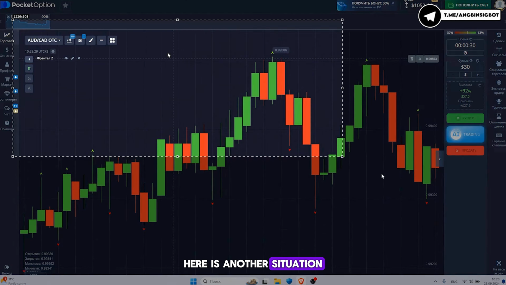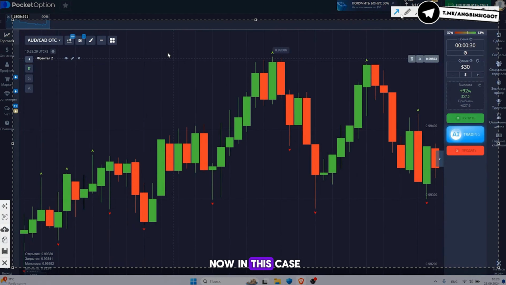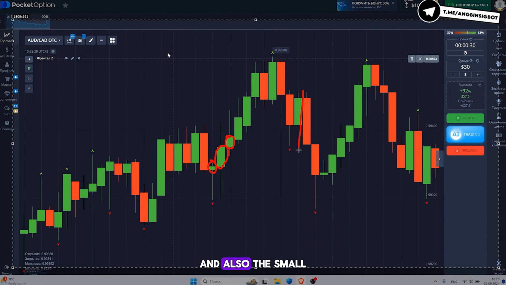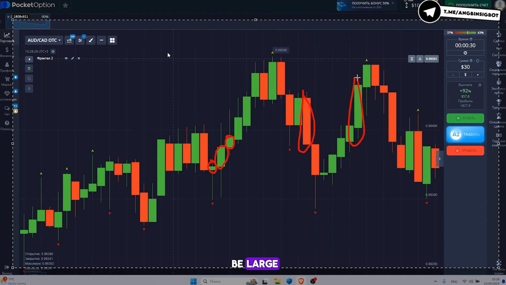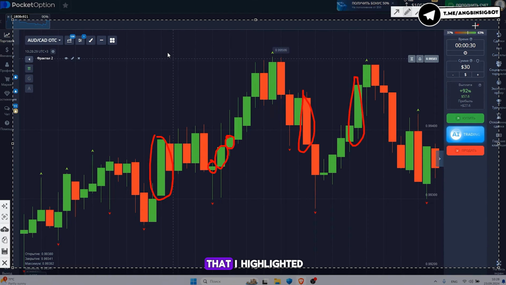Here is another situation. I will explain why now. In this case, I would not open a trade, and here is why the strategy did not work. We should pay attention to the fact that in this case, we cannot open a trade based on the candles. As we can see, they are small in size by themselves. And also, the small candles are not just one, but they come one after another. That is, they move in steps. What is needed is for the candles to be large. That is, the movement was sharp, like in those moments that I highlighted.